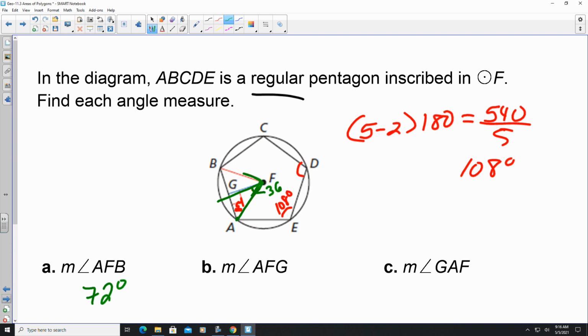Next, they want us to find AFG. Well, we just found that because we know it's half of 72, so it's 36 degrees. And then the last one here is GAF, which we found. That one was half of the 108 degrees, which is 54 degrees. So again, once you figured out this one piece of information, all of the other pieces just kind of fell into play.